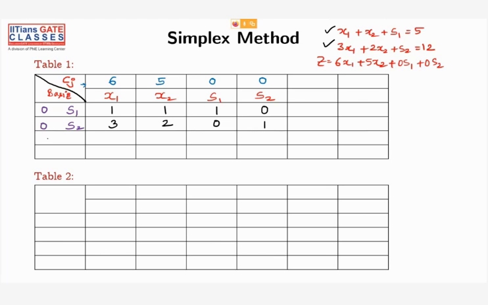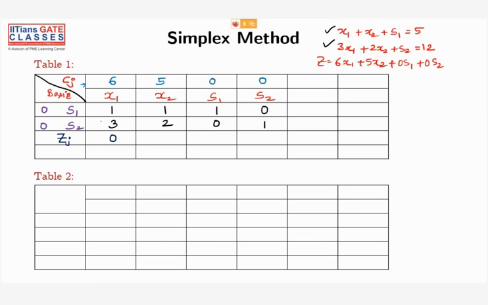Okay, so let me calculate the values of Zj. I'll tell you the physical significance. How do you calculate Zj? Zj comes like this: you take this value, 0 into 1, whatever value is there in the basis into the corresponding constraint coefficient, into 1. 0 into 1 plus 0 into 3 will give you how much? Of course 0, so let me write 0 here.